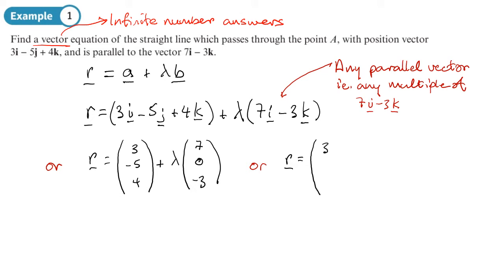So 3 plus 7 lambda, then we get negative 5. I could put plus 0 lambda if I wanted to. Don't have to, leave it blank. And then 4 minus 3 lambda. So all of those are acceptable as final answers. So like this, or like this. And it all depends on the question. Sometimes column is more straightforward to use. Sometimes IJK is more straightforward to use.